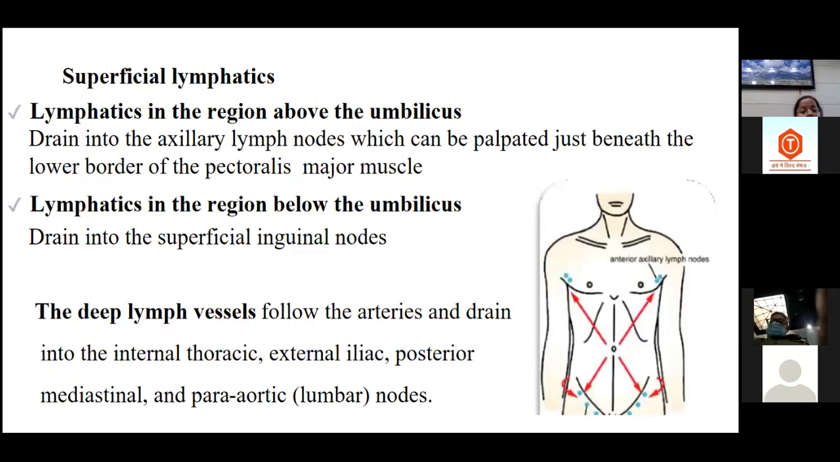Superficial lymphatics: the lymphatics in the region above the umbilicus drain into the axillary lymph nodes, which can be palpated just beneath the lower border of the pectoralis major muscle, and lymphatics in the region below the umbilicus drain into the superficial inguinal nodes. The deep lymph vessels follow the arteries and drain into the internal thoracic, external iliac, and posterior mediastinal and para-aortic nodes.